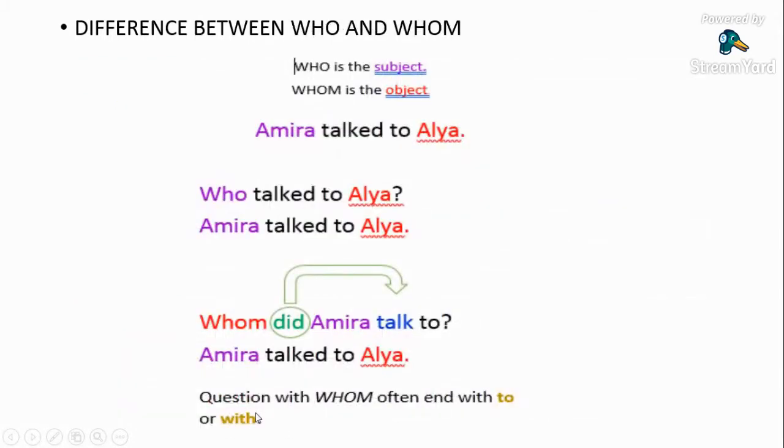And then who and whom. Who is the subject, whom is the object. Amira talked to Alia. Who talked to Alia? Amira talked to Alia. So who is asking about Amira. Whom did Amira talk to? So they are asking about the object. And questions with whom often end with to or with. So if the question says "dash did Amira talk to", there is the word to, so automatically you know the answer is whom, not who. Be careful of that.